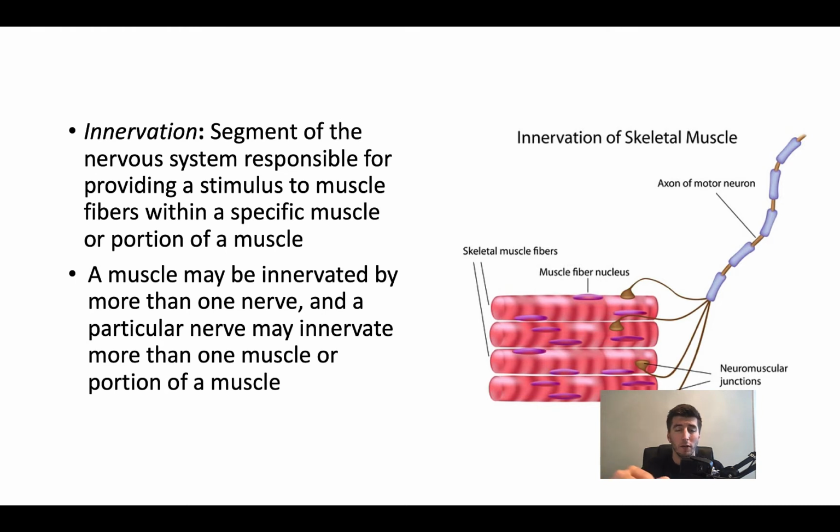Super important here is that muscles can be innervated by multiple nerves. I'm sorry that I keep tripping over my words. I've had way too much caffeine today. And in particular, a singular nerve may innervate more than one muscle or portions of a muscle.